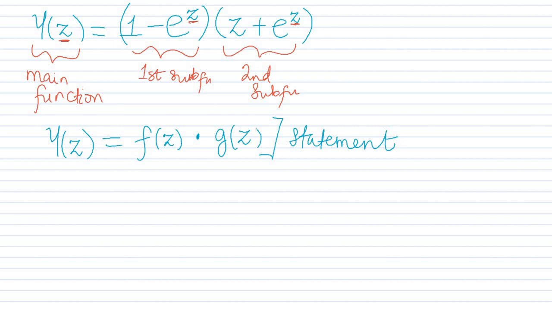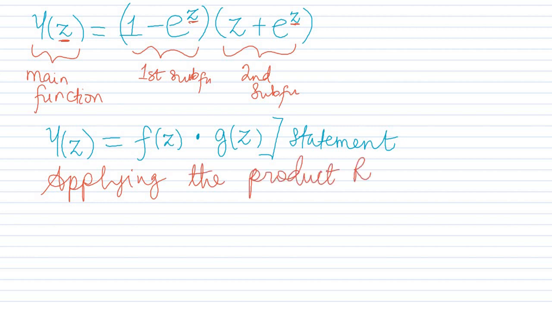Now, the statement is just a function given, comprising two subfunctions. Let us put what it's going to look like when we have to apply the product rule. So now, the next thing is applying the product rule. And the first thing you do, when you apply the product rule, is this: y of z equals f of z multiplied by g of z.